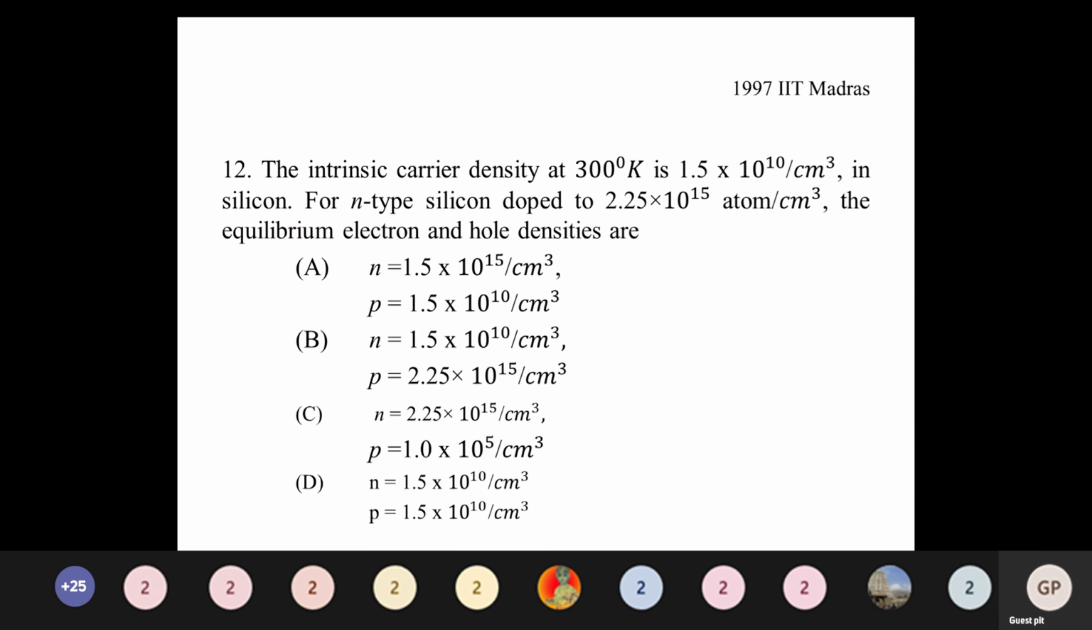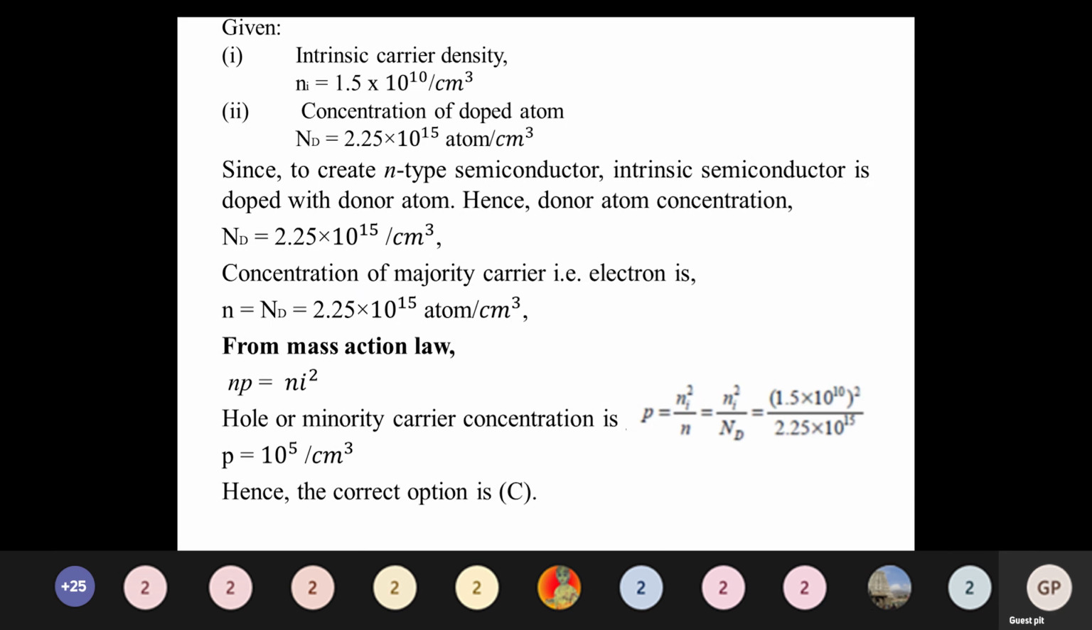The next problem. The intrinsic carrier density at 300 Kelvin is 1.5 into 10 to the power 10 per centimeter cube in silicon. For n-type silicon doped to 2.25 into 10 to the power 15 atoms per centimeter cube, the equilibrium electron and hole densities are. So under equilibrium condition, you can blindly consider the formula. The formula is the mass action law formula.